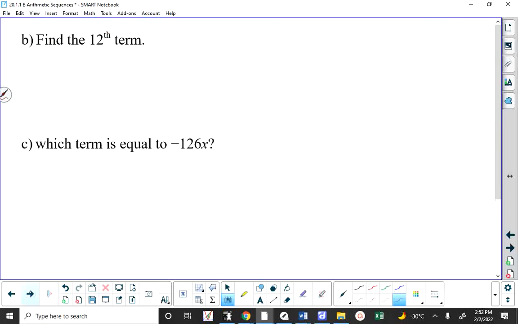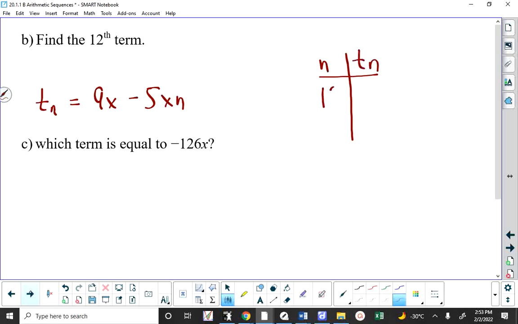What else do we got to do here? What's the 12th term? Well, we know that the nth term is 9x minus 5xn. Did I remember that right from what we just did? Okay. In question B, n is 12. We want to find Tn. So what we're going to do is put 12 in for n and figure out what we get.